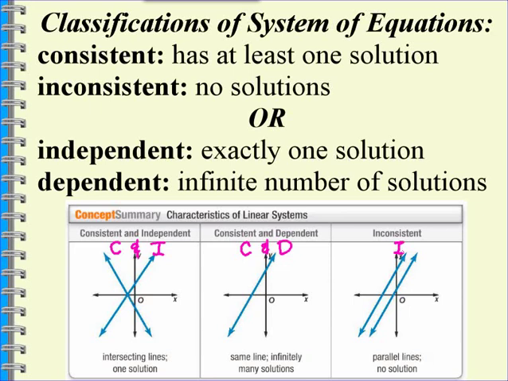So with that in mind, I want you to think back to the 4 previous problems we had. What would those be considered in this classification? Consistent and independent, exactly right, because each problem of the 4 ones we looked at had one solution.